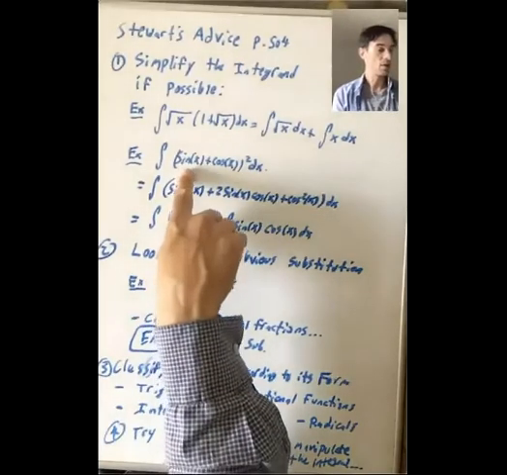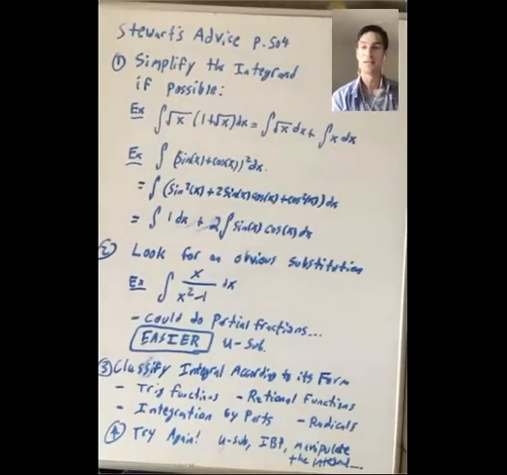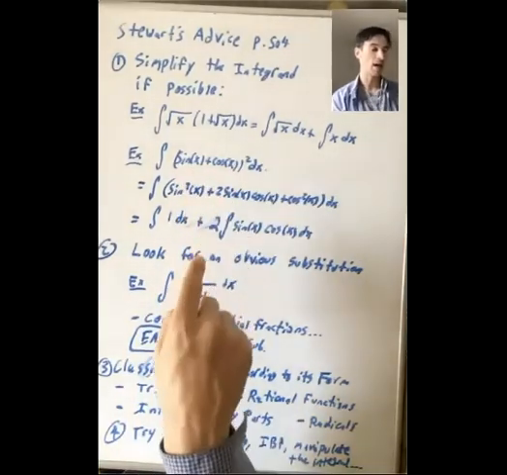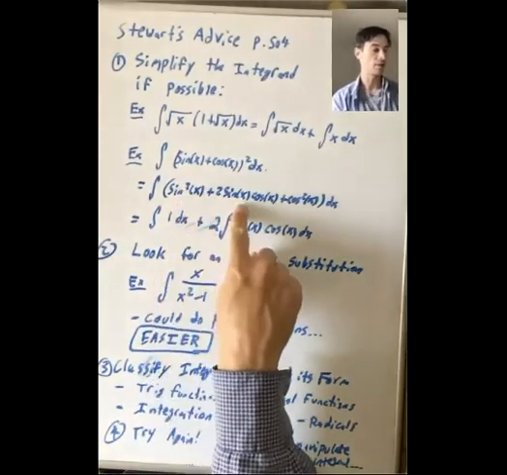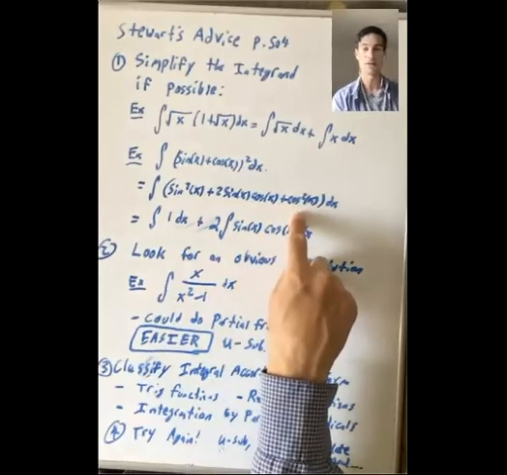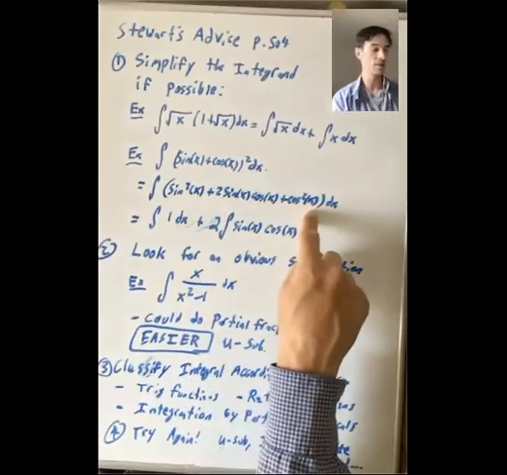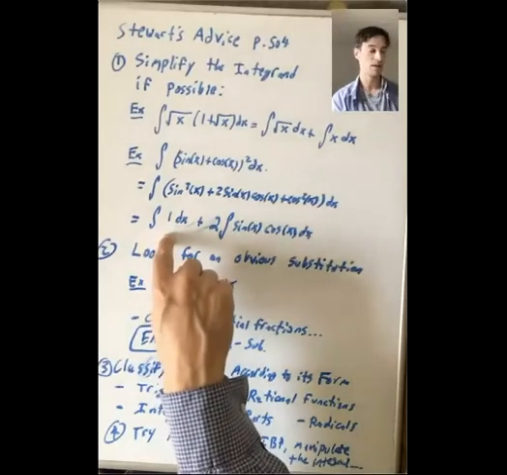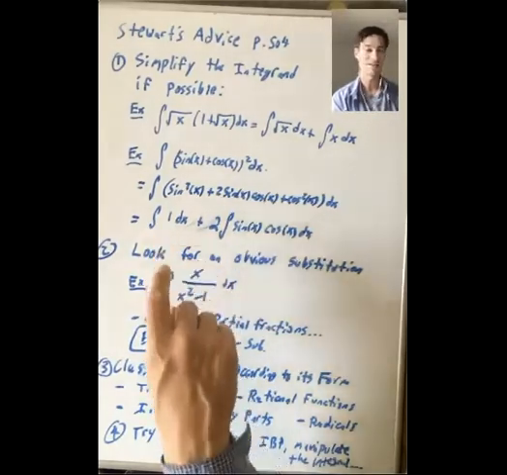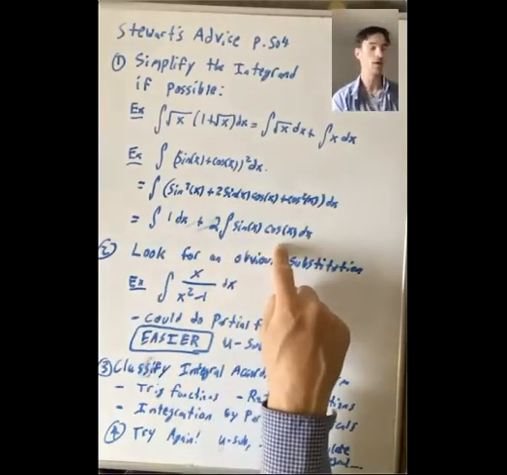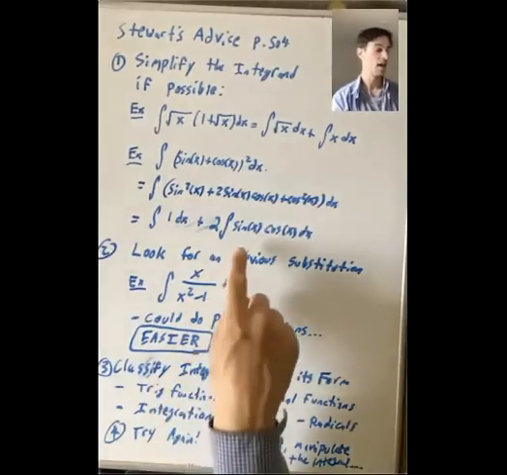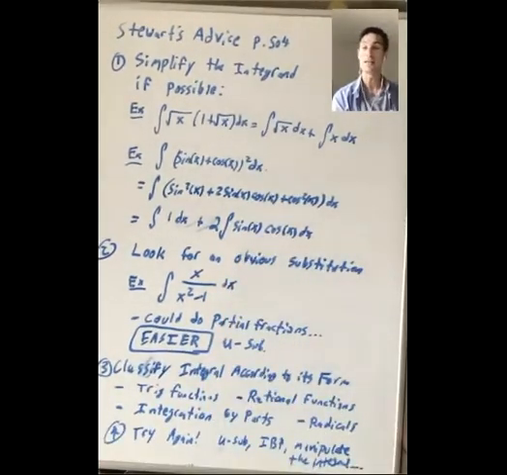Another example comes from trig functions. Sine of x plus cosine of x, squared, dx. I love examples like this. I always put something like this on the exam. If you just square it out, what you get is sine squared plus 2 sine times cosine plus cosine squared. And this sine squared plus cosine squared gives you a 1. So you get the integral of 1 dx plus 2 times the integral of sine of x times cosine of x. And this second one you can do easily with u substitution.